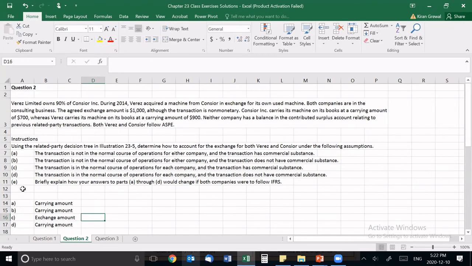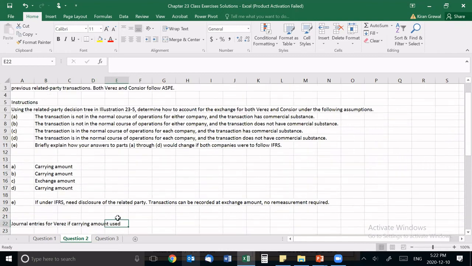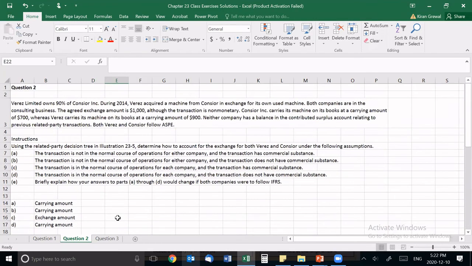It's not in this question, but I also want to show you how the journal entries work, because you're going to have that on your assignment question. So I do want to explain that. Okay, so if Perez had to use the carrying amount, so either the A, B, or D scenario, let's look at what the journal entry would be for Perez.